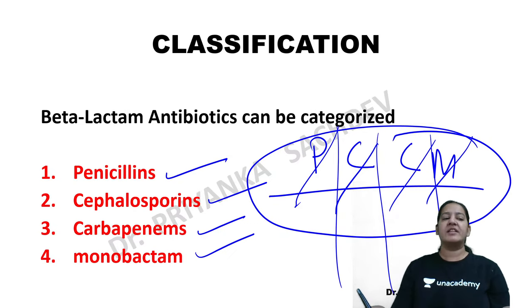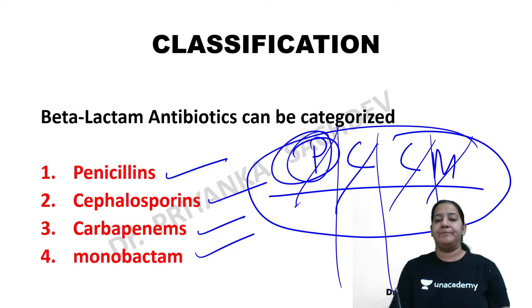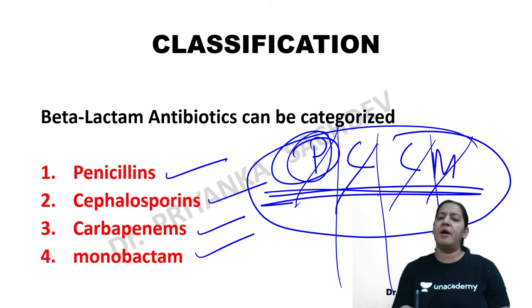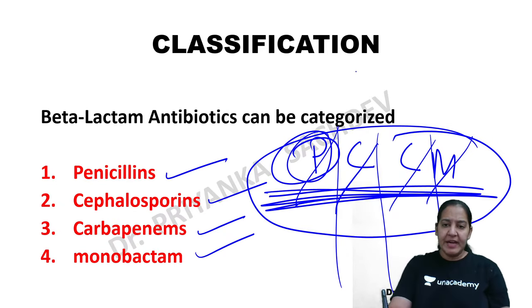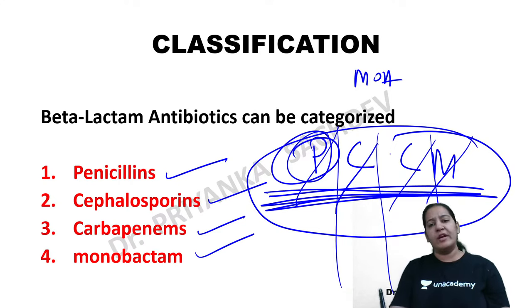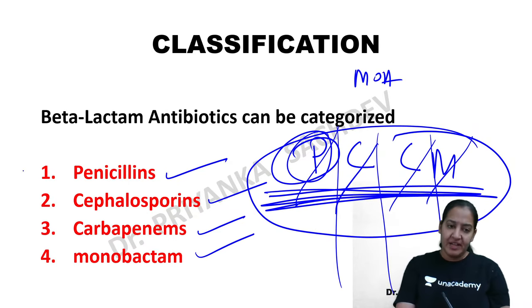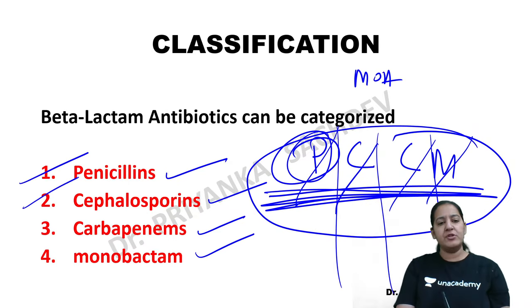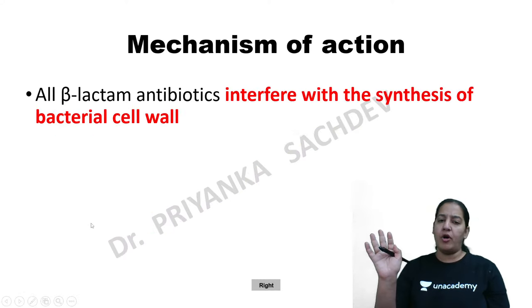But before starting the comparative analysis of the four types of beta-lactams one by one, before starting penicillin, I would like to tell you the mechanism of all four in common. So let me tell you the mechanism of action of all four in common. Because all four act by inhibiting cell wall synthesis. So whether you talk about penicillin, cephalosporin, carbapenem, or monobactam, the mechanism of action of all of them is the same.